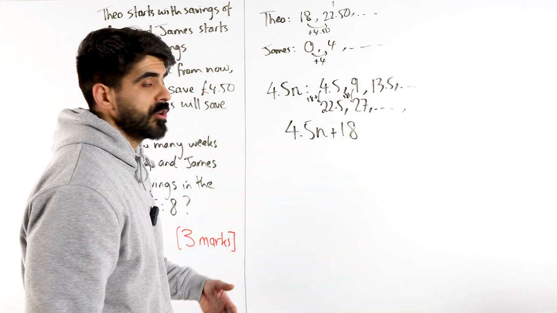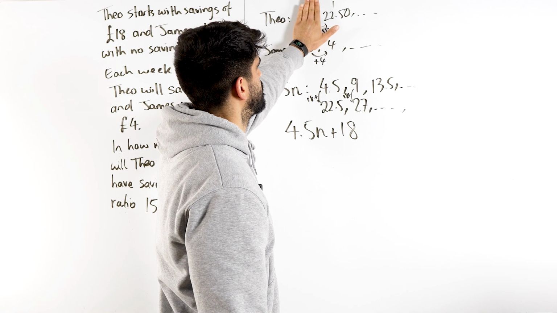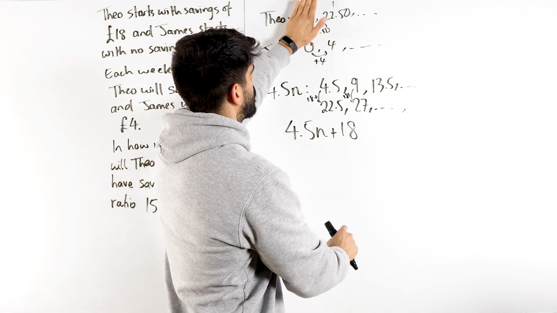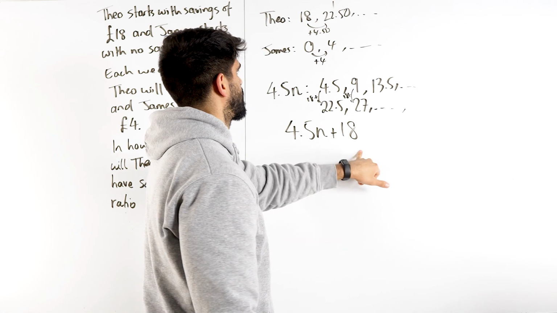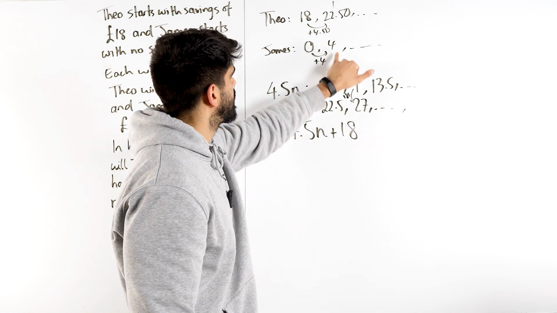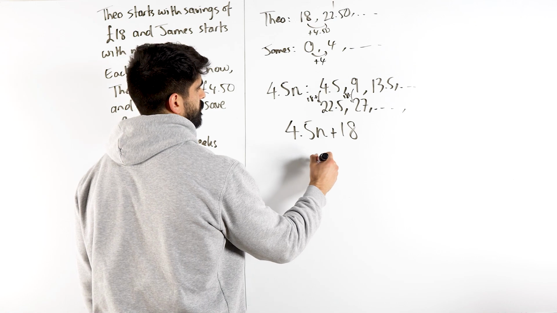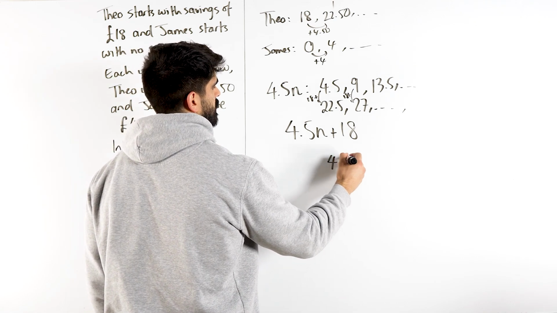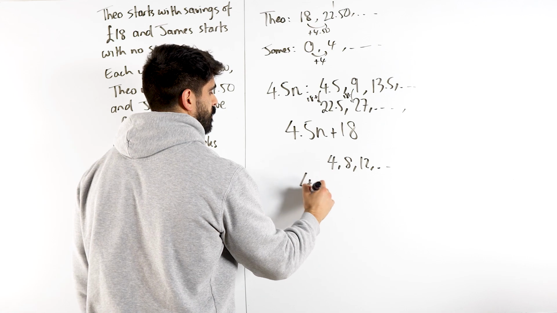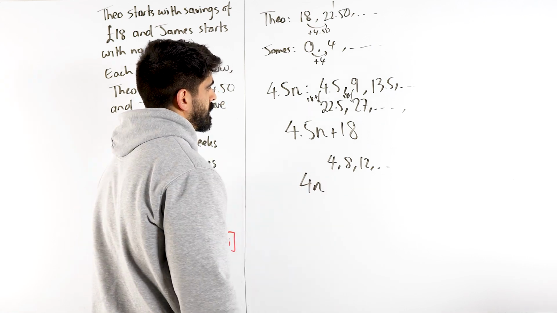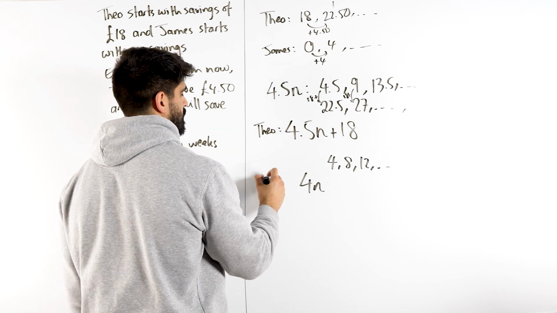And the trick way is here. That's your first term, so it'll be 4.5n because you're going up by 4.5. Then you work out the 0th term, which is 18, which is how you get that. Same concept for Jarmez, starting off from 4, 8, 12, etc. This is just the 4 times table, so it's 4n. So this is for Theo, and this is for Jarmez.